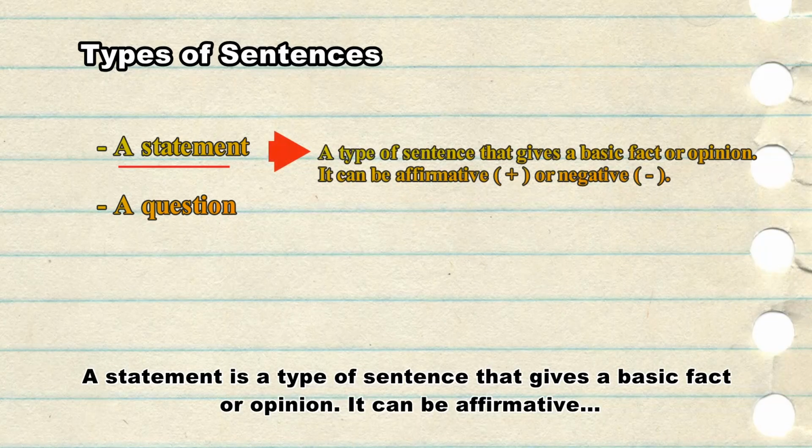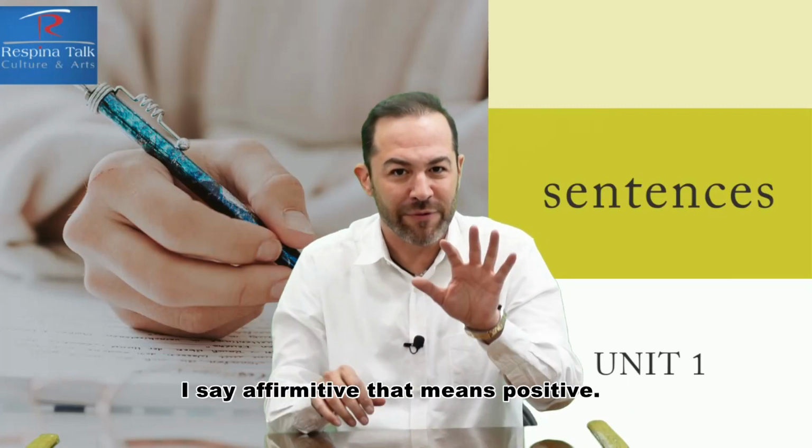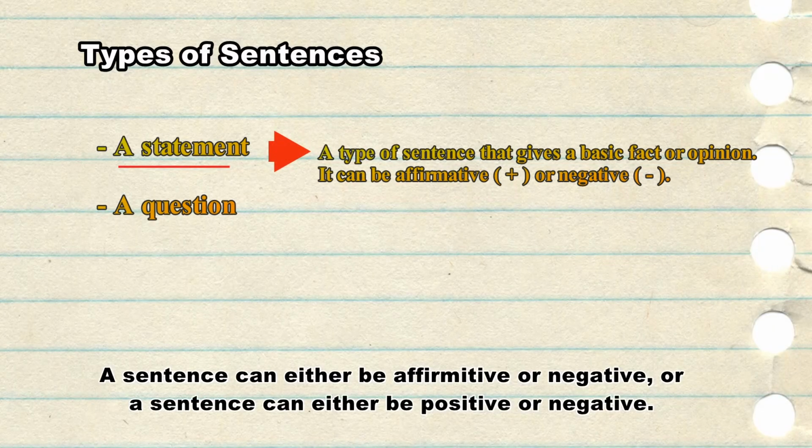A statement is a type of sentence that gives a basic fact or opinion. It can be affirmative or positive. Now, affirmative is another name for positive. So every time I say affirmative, that means positive. So a sentence can either be affirmative or negative, or a sentence can either be positive or negative.